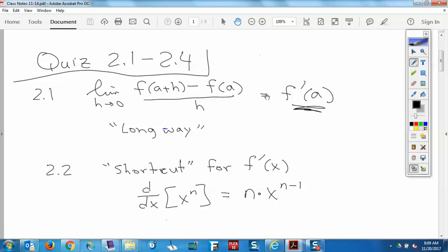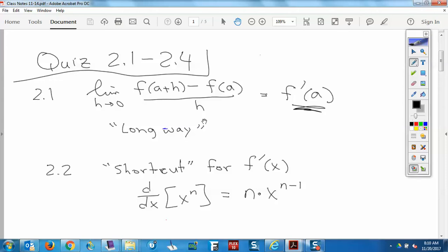So 2.1 is where we introduce the idea of the derivative the long way, the definition of the derivative, slope between 2 points, the 2 points becoming 1, right? That's how we can do the derivative. And then that led us, in 2.2, to the shortcut way of doing the power rule. And we already know the derivative of sine is cosine. We know the derivative of cosine is negative sine. We're not going to probably do much of that on the quiz, though. Maybe the shortcut rule a little bit, but not as far as other stuff.